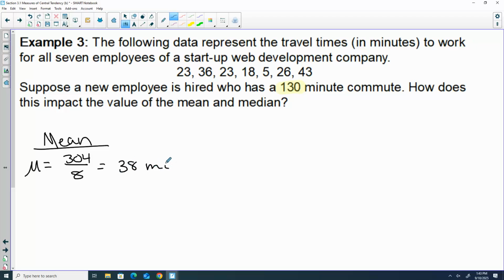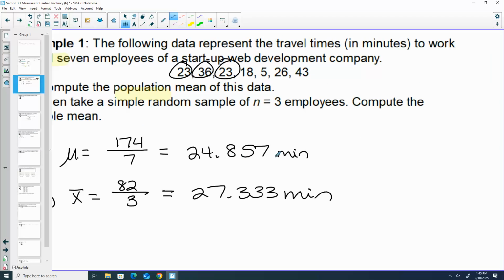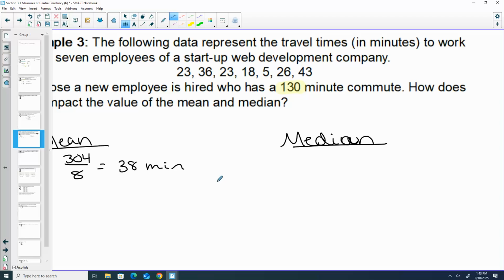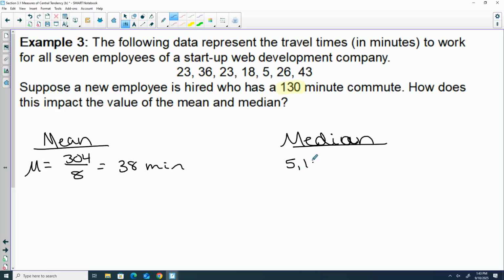Exactly. So how did our mean change? It went up by quite a bit, didn't it? Our original mean for all 7 was 24.8 minutes. Now we're at 38 minutes, so it was a pretty big jump. Let's do our median. So we have our numbers in order, small to large, which you have on your last slide, if you don't want to rewrite it. It's still the same, but I add that 130.